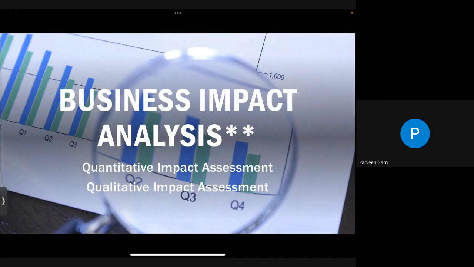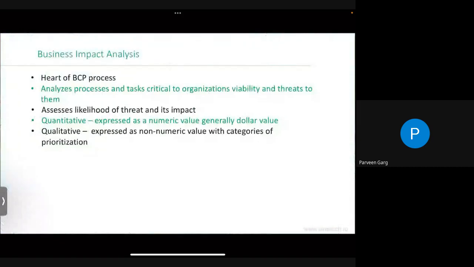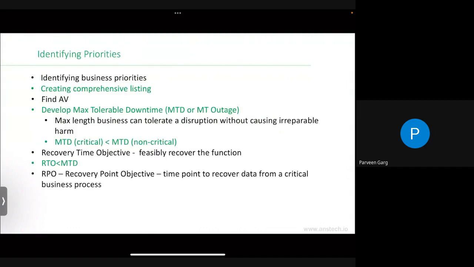Now, for business continuity, you have made a team and you have made the resources, but now you have to understand what's the impact of a disaster on your assets. Business impact analysis is the same as what we did in quantitative and qualitative analysis. It is exactly the same. This is the heart of the process. It can be carried out quantitatively and qualitatively.